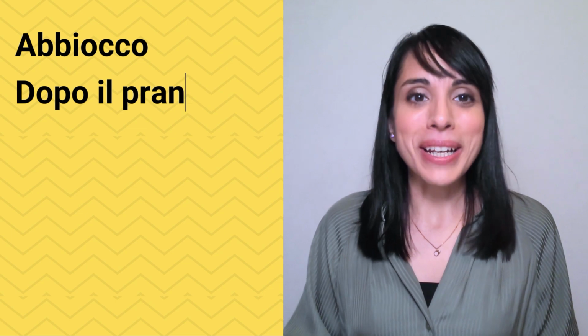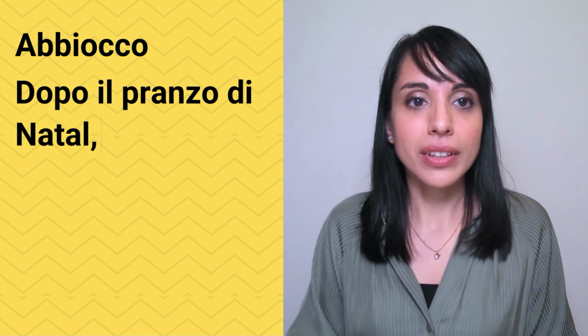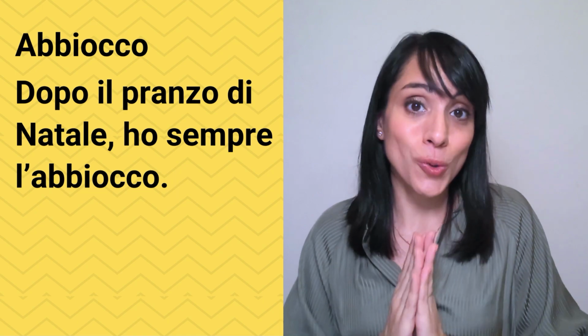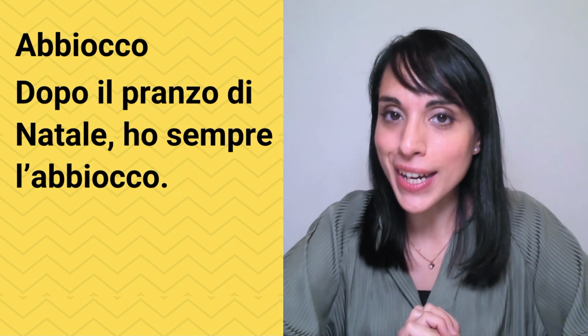Now, as any word with double consonants, you need to make sure that you pronounce them. So, abbiocco. Let's see an example sentence. Dopo il pranzo... Cos'è quello? What's that? Il pranzo di Natale ho sempre l'abbiocco. Dopo il pranzo di Natale ho sempre l'abbiocco. Cosa significa abbiocco?